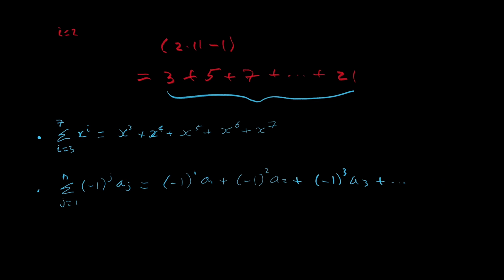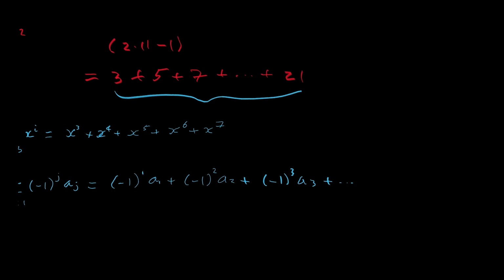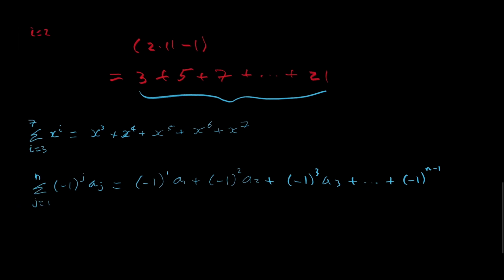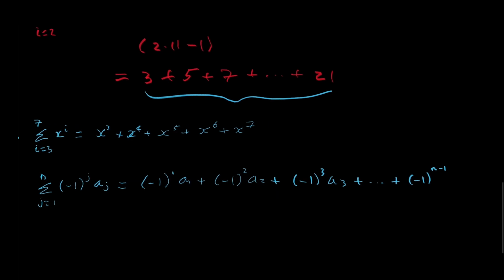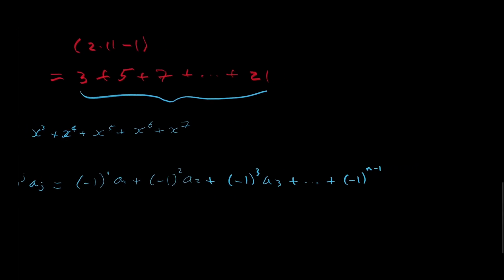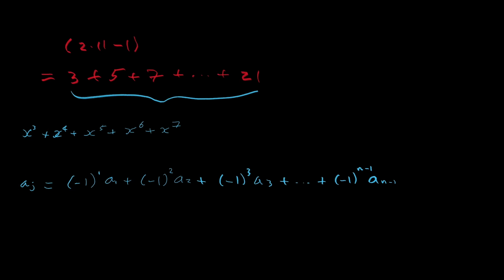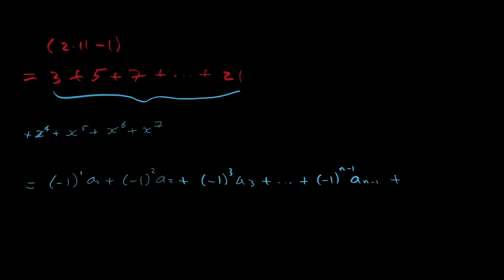Notice that the second last term would be this, negative 1 to the power of n minus 1, okay, because the second last term would be right before n, so it would just be 1 less than n, so you could express it as n minus 1, okay, times a sub whatever number comes before n, which all we can do is express as n minus 1. Okay, and then you'd have your final term, which is negative 1 to the n times a sub n.